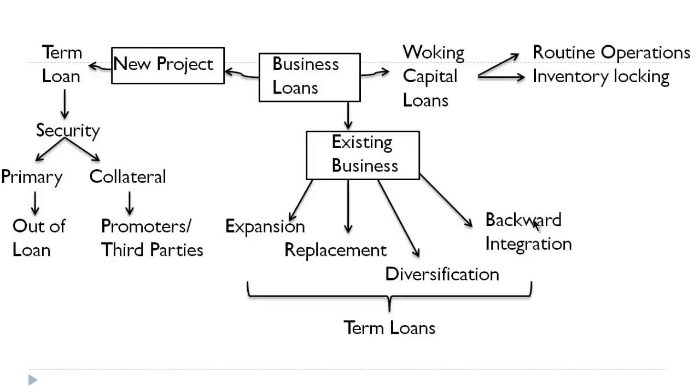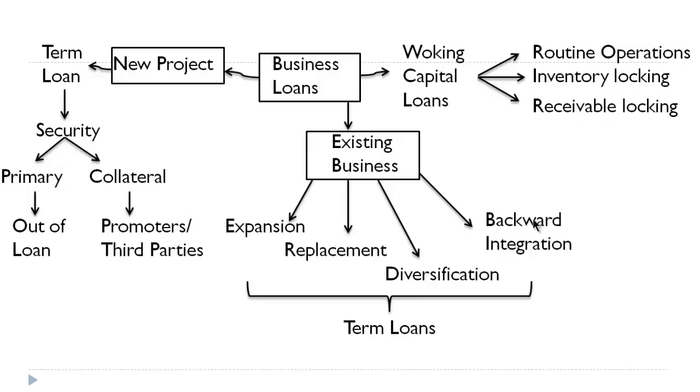So the banks would fund that also through working capital loans, and they would also fund for receivable locking. That is, you make the sale, you get the money only after 30 days, 45 days, 60 days, depending upon the credit period. So all these days the funds are locked outside the business, so the banks would consider funding them also.